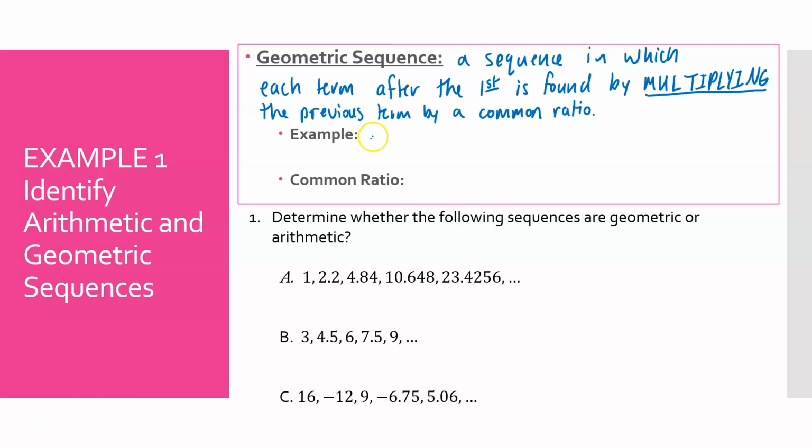For example, if I have 2, 6, 18, 54, and so on, to get from 2 to 6, I'm multiplying by 3. To get from 6 to 18, I'm multiplying by 3, which means my common ratio is 3. Now you might think this sounds very similar to what you were doing in section 6.2, for example, where you were looking at exponential growth compared to linear functions.